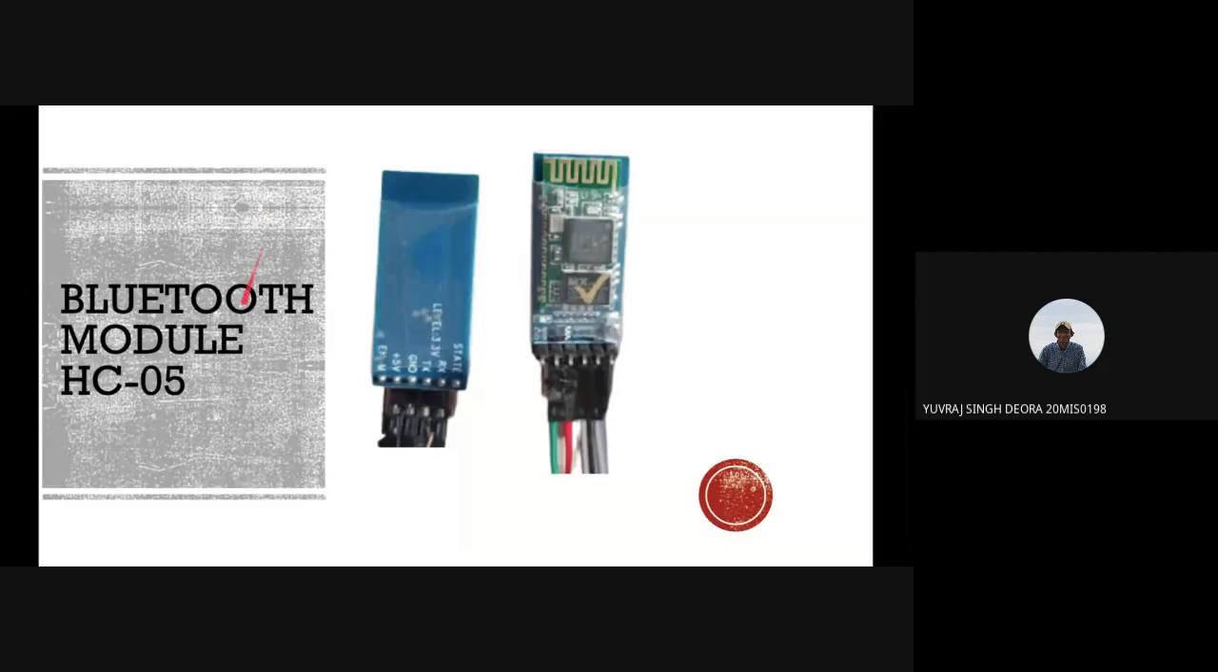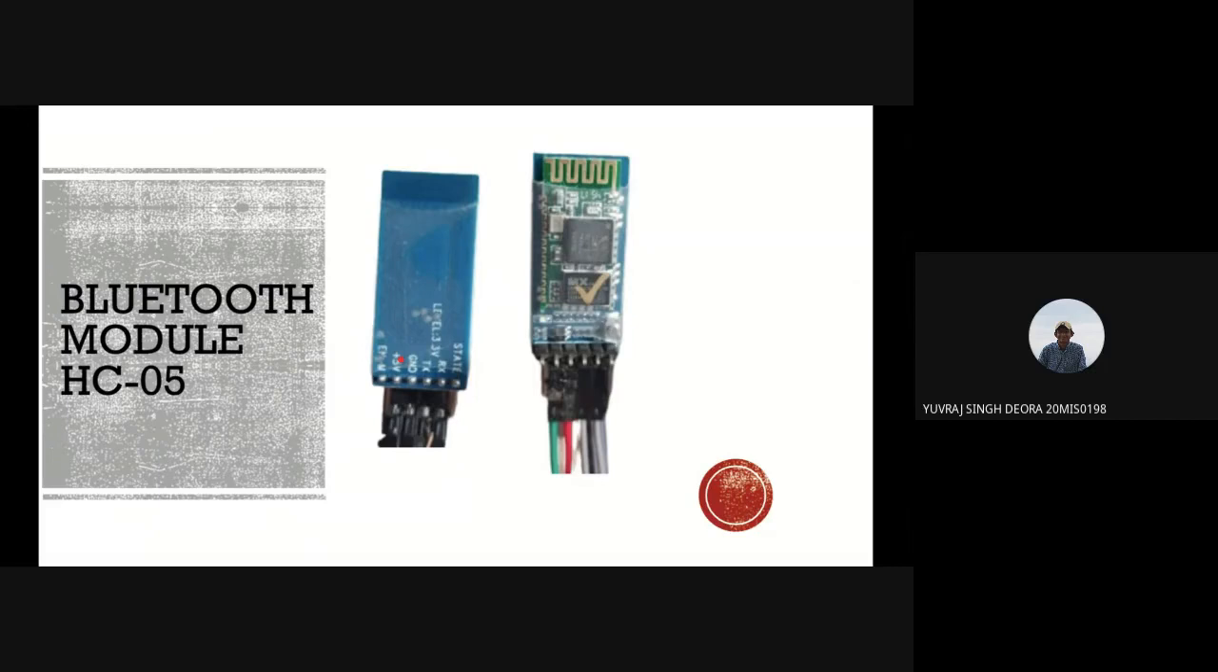Okay, so in this Bluetooth module HC05, you can see there are 6 pins, but we are going to use only 4 pins, out of which these 2 pins are to power this Bluetooth module. They are +5 and ground pins, and the other 2 pins are TX and RX pins, mainly transmitting and receiving pins.